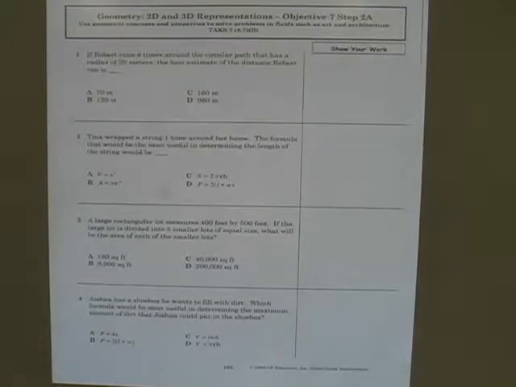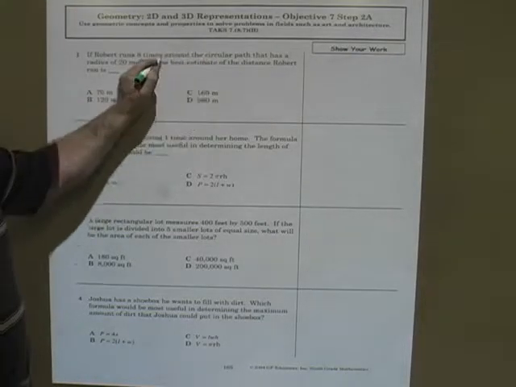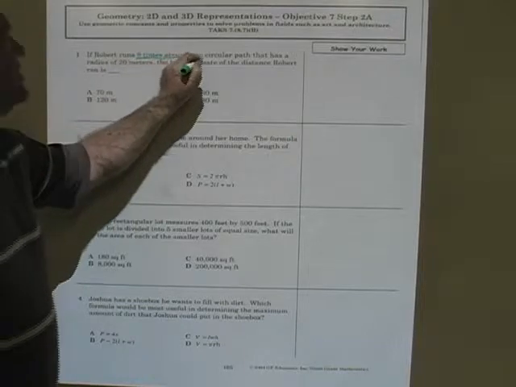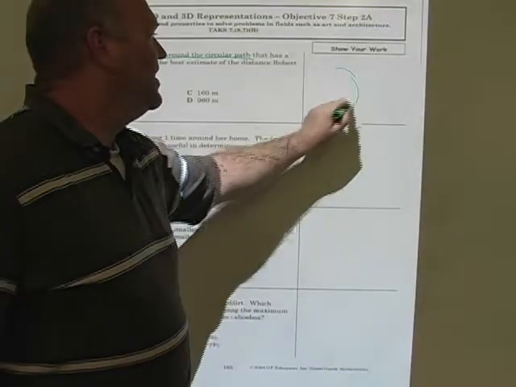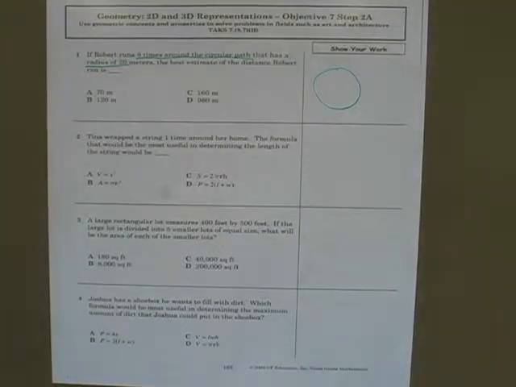Okay, number one, if Robert runs 8 times around the circular path that has a radius of 20 meters, the best estimate of the distance Robert ran is, okay, you're going to need your formula chart for this one and your calculator. Okay, we're going around a circle 8 times. And the radius is 20. So we've got a circle. The radius is 20.